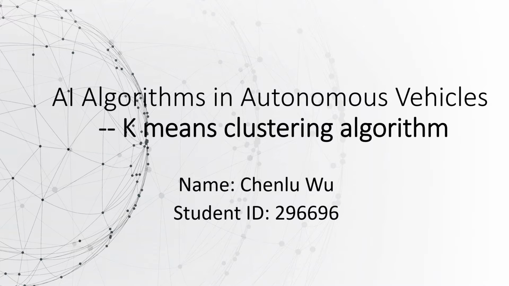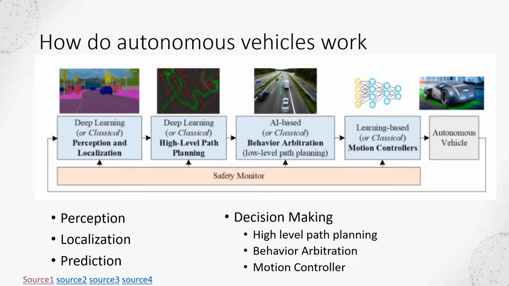Today I'm going to talk about AI algorithms in autonomous vehicles, mostly focused on the K-means clustering algorithm. Nowadays, autonomous vehicles are becoming more and more popular. A lot of companies like Tesla, Waymo, Cruise, and Aurora have put a lot of effort into autonomous vehicles. So how do we make an autonomous vehicle work?